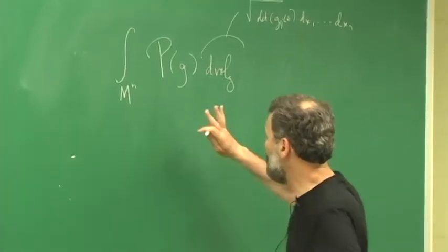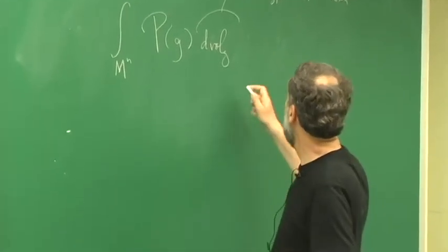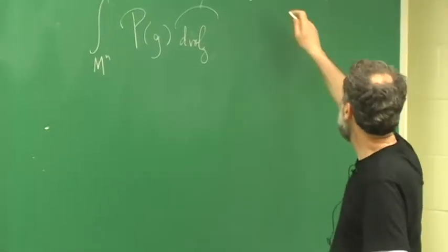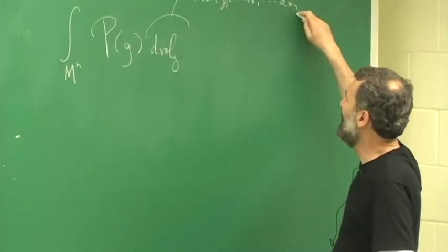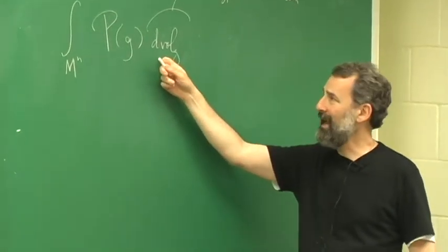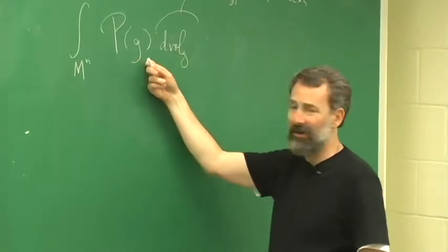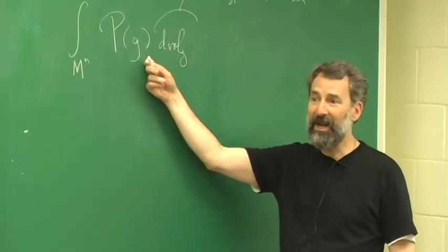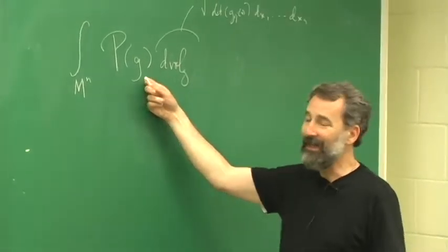Well, let me refine the question a little bit. Notice dx1 through dxn are lengths. They have the dimension of meters. So this d volume is meters to the power n. So this P of G had better have the dimension of meters to the power minus n. And so far, it needn't.